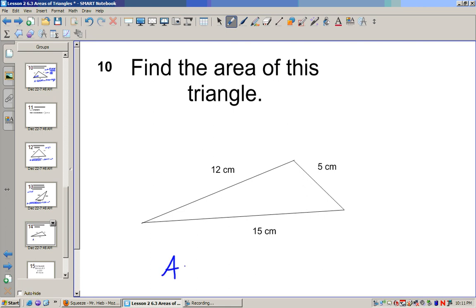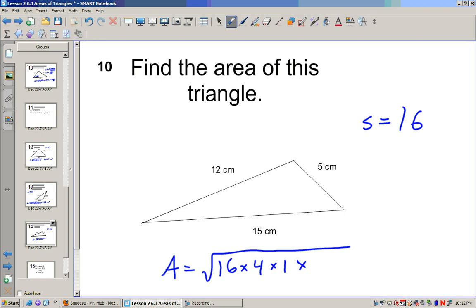To find the area of this triangle, let's add up the sides. This is 20, 32, so the semi-perimeter is 16. So I'm going to take the square root of 16 times 16 minus 12, which is 4, times 16 minus 15, which is 1, times 16 minus 5, which is 11. So we have 16 times 4 times 11. Square root that answer, and we'll have 26.53 centimeters squared.